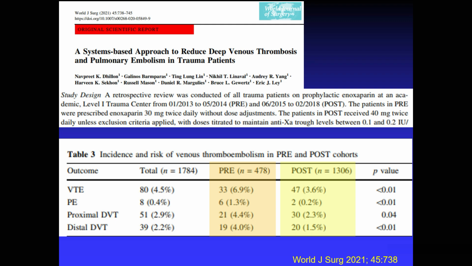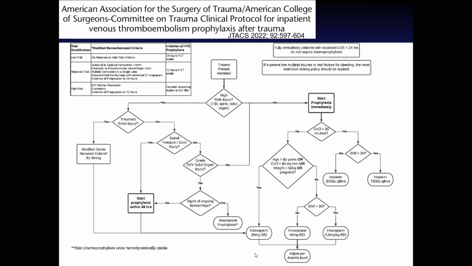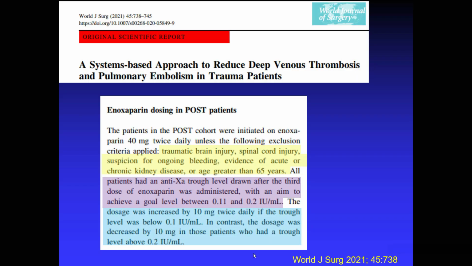Now, it is important to recognize that elderly patients, TBI patients, spinal cord patients, and those at risk for ongoing bleeding, as well as those with renal failure, were excluded from this approach. So this did not include patients with significant CNS injuries, patients with ongoing significant risk of bleeding, such as from non-operated solid organ injuries, and patients with renal failure were not included in this analysis.